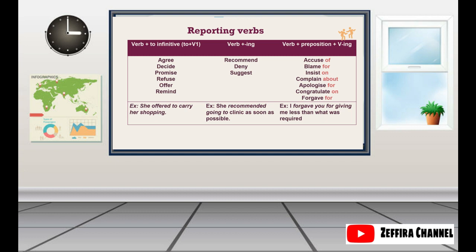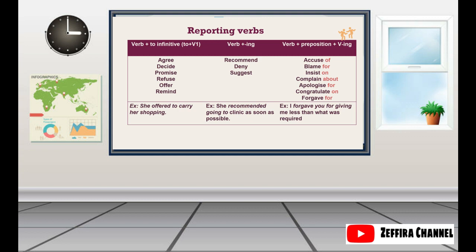In this table, you will recognize that there are three types of reporting verbs. The first type is the verbs that are followed by the to-infinitive or the base form of the verb, such as agree, decide, promise, refuse, offer, and remind. And take a look at the example. You can just combine this with to and then verb 1. She offered to carry her shopping.